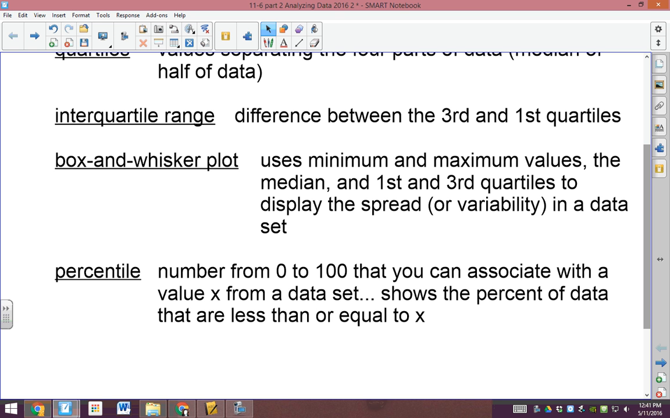Percentile. This one gets a little tricky because there are lots of disagreements in the math community. We're going to go with what the book says, so you can read up on it in the book if you need to. But in future math classes in college or wherever, they may change the way they want you to round and things like that. So just keep that in mind. A percentile is a number from 0 to 100 that you can associate with a value from a data set. It shows the percent of data that are less than or equal to X.